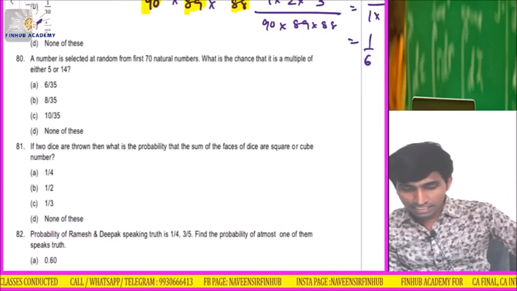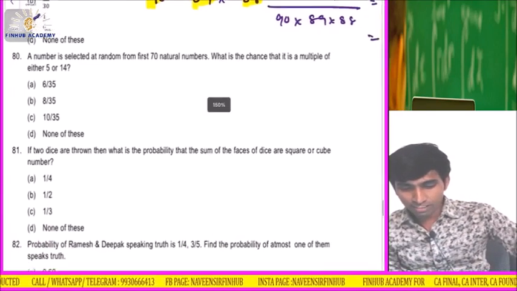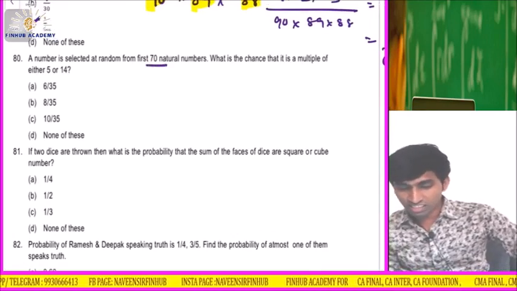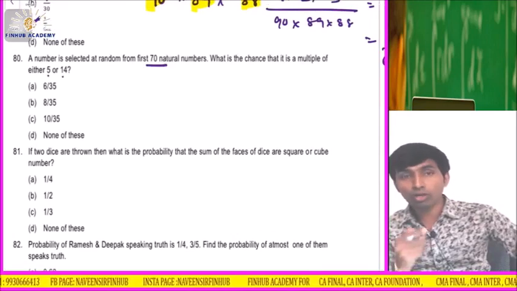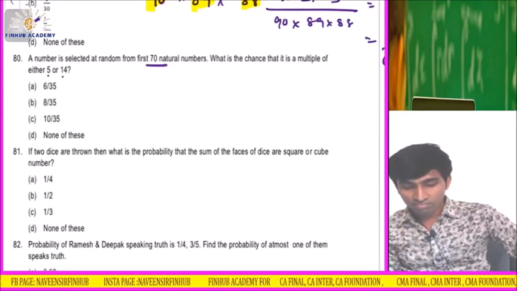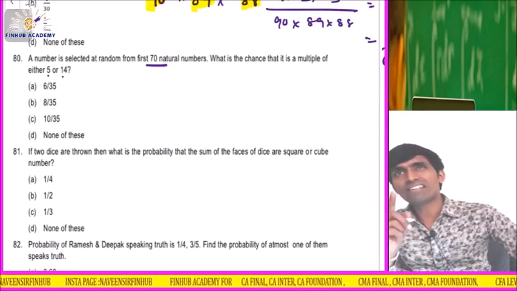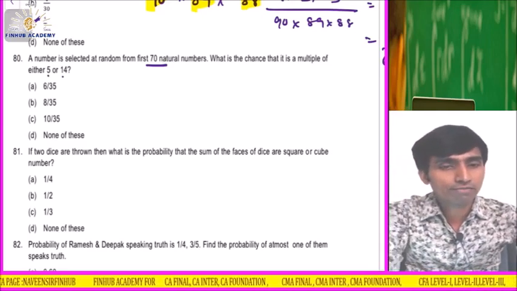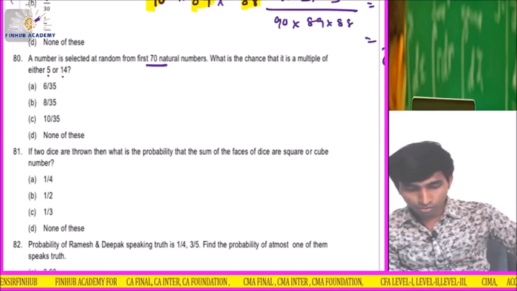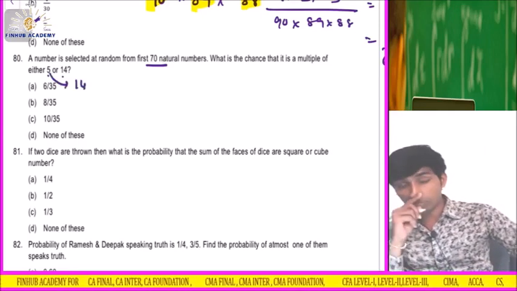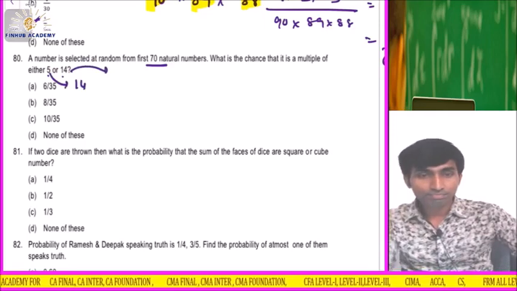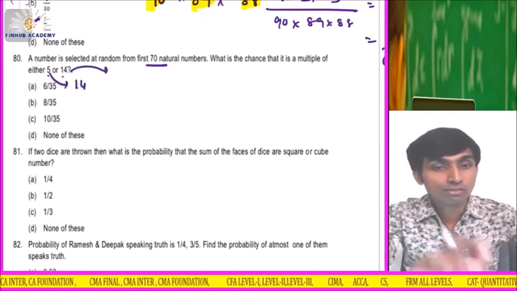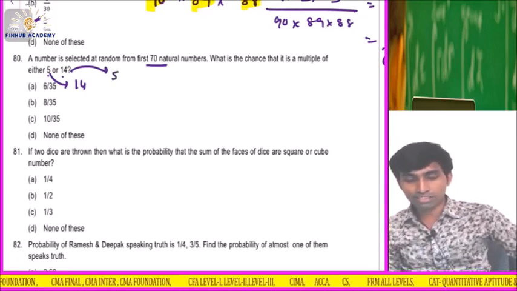Listen, a number is selected at random from first 70 natural numbers. So my sample space is 70. What is the chance that it is either a multiple of 5 or 14? So how many multiples of 5 are there till 70? 70 divided by 5, so it is 14. So I have 14 numbers which are multiples of 5. Then 70 divided by 14 is exactly 5, means 5 numbers are there.